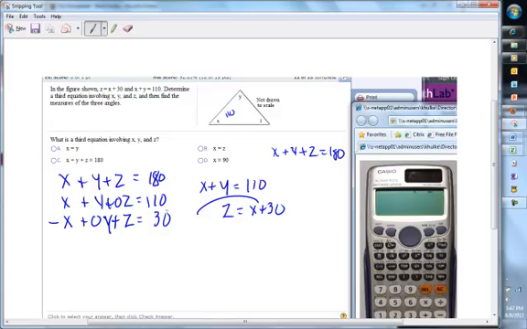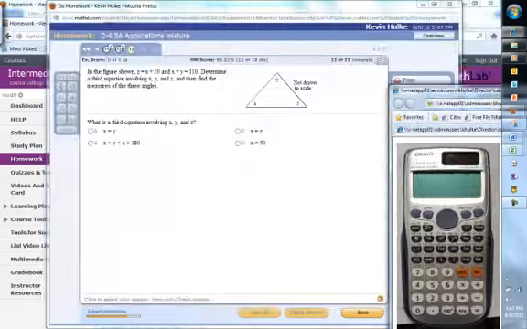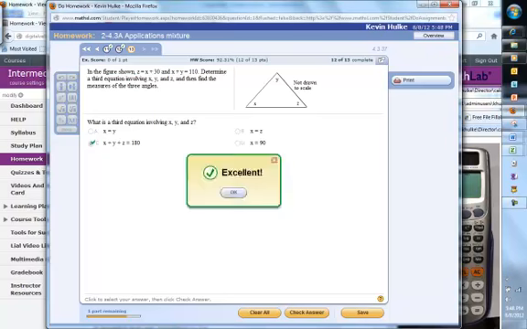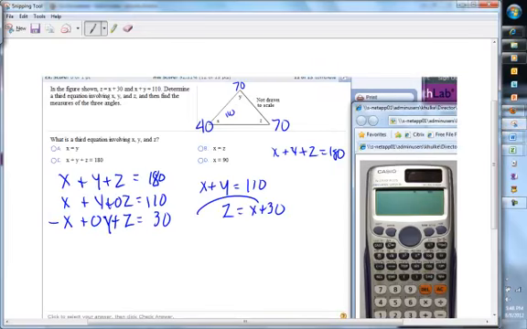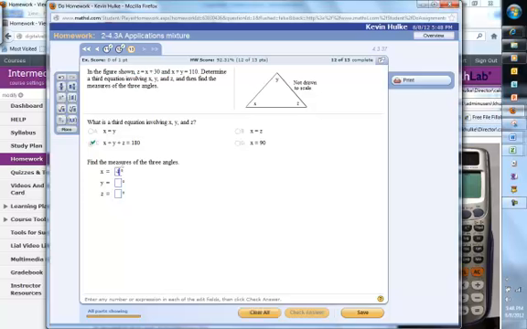And we get X is 40. Y is 70. And Z is 70. So this is our first equation. X is, I forgot what I said now. 40, 70, 70. Okay, and that's the end of the assignment.